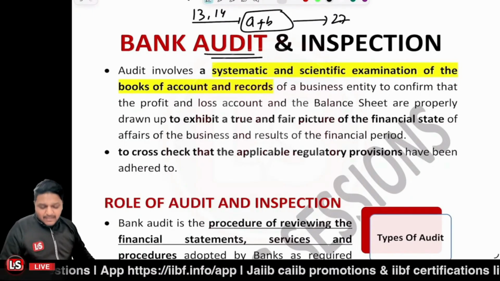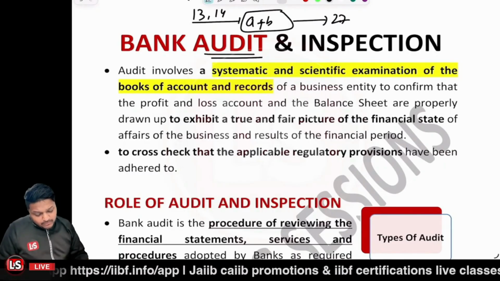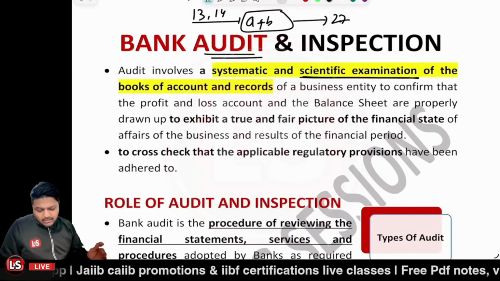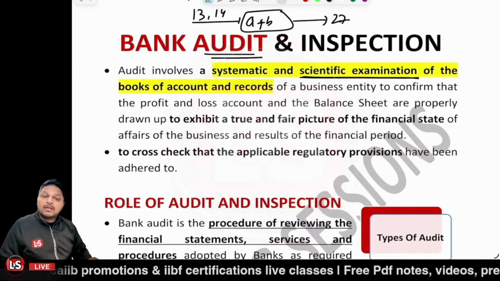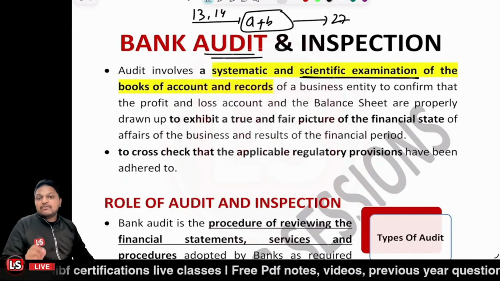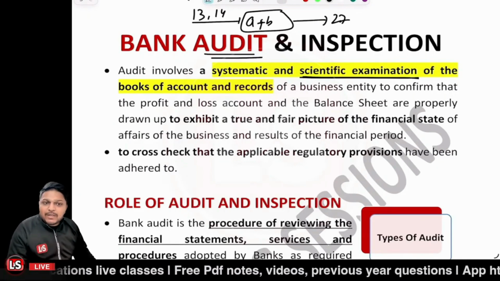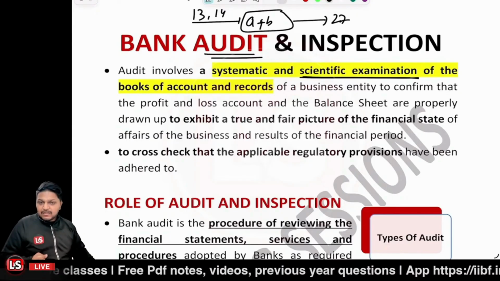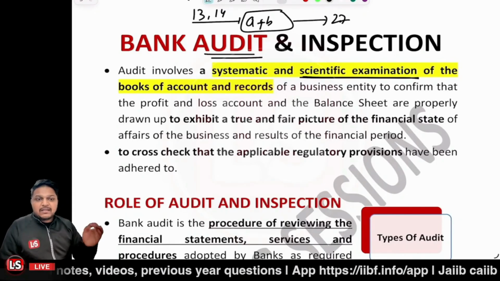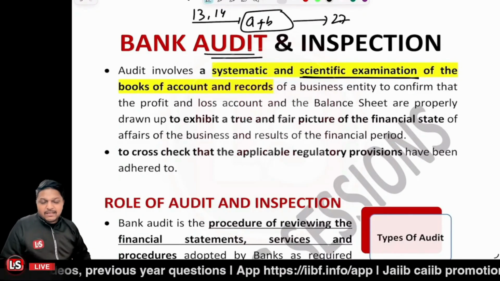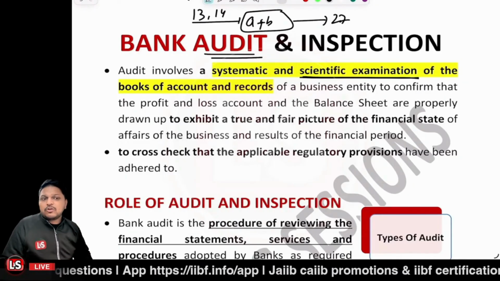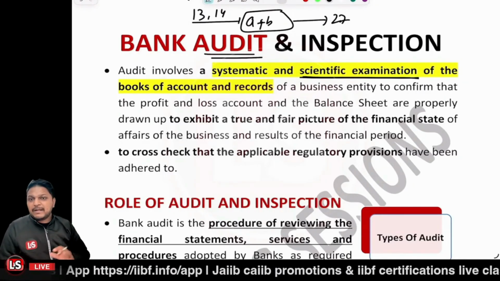So that's the first point, that they are to look into the things over there, right? And the other one, it's related to that they are to do a scientific examination, that logically they should be looking into the things. Now keep it from the bank point of view, that we are to look into the books of account and the records of the business entity. We are to look into the profit and loss account. We are to investigate the balance sheet properly, that is it showcasing a true and fair picture of the financial state of the businesses or not under the particular accounting period.